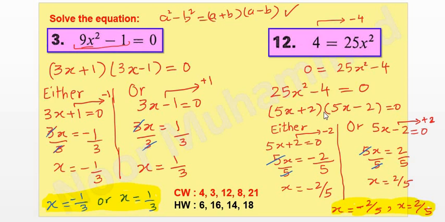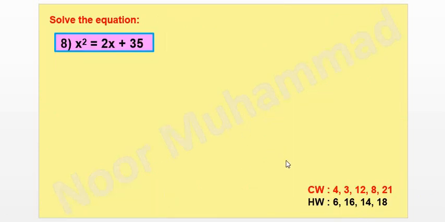Once we will add 5x plus 2, and then once we will subtract it, and finally we will solve it to get the values of x. Let's solve some more questions here.